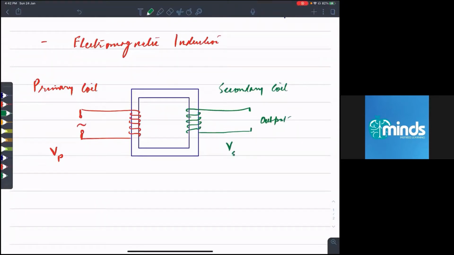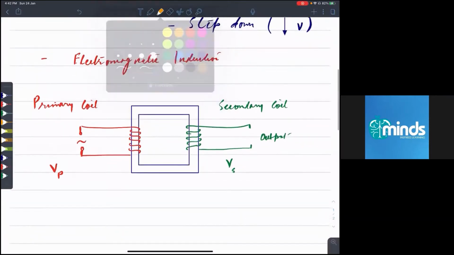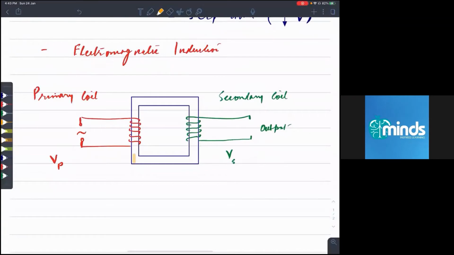One thing is for sure, since the primary coil is connected to an alternating current source, what will happen? It's a solenoid. When current passes through a solenoid, it produces a magnetic field. So this solenoid will produce a magnetic field. That magnetic field will flow through the frame like this. These are magnetic lines of force which are passing through the frame like this.